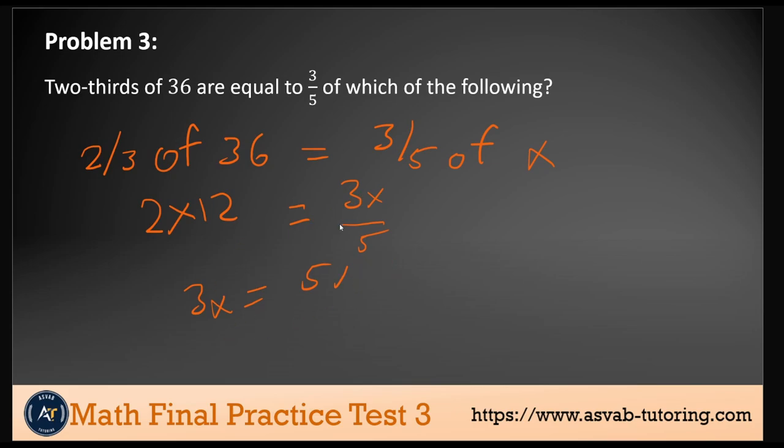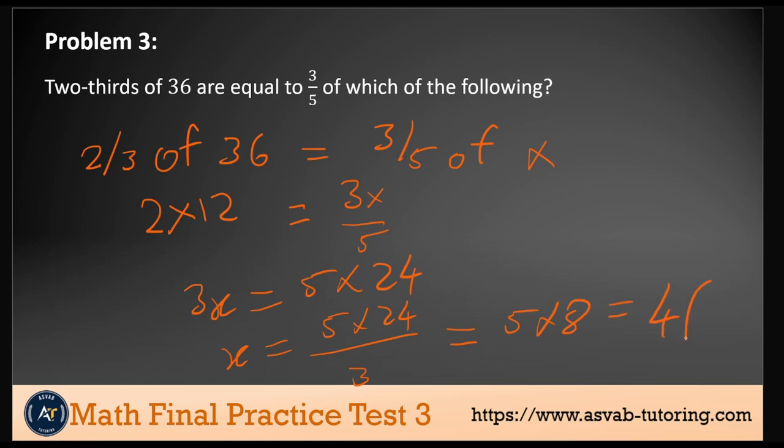I should write 3x equals 5 times 24, so that you don't get confused by the curly x and the actual multiplication. Now we have x equals 5 times 24 divided by 3, which goes to 5 times 8, which equals 40. So 2/3 of 36 is equal to 3/5 of 40.